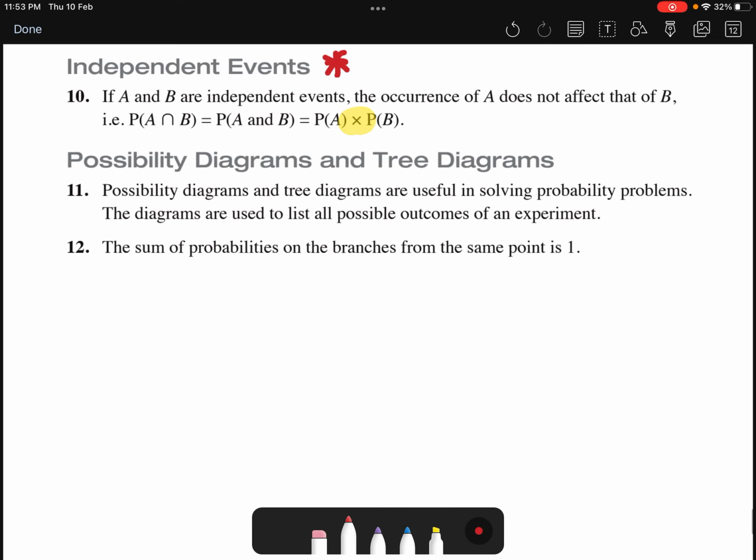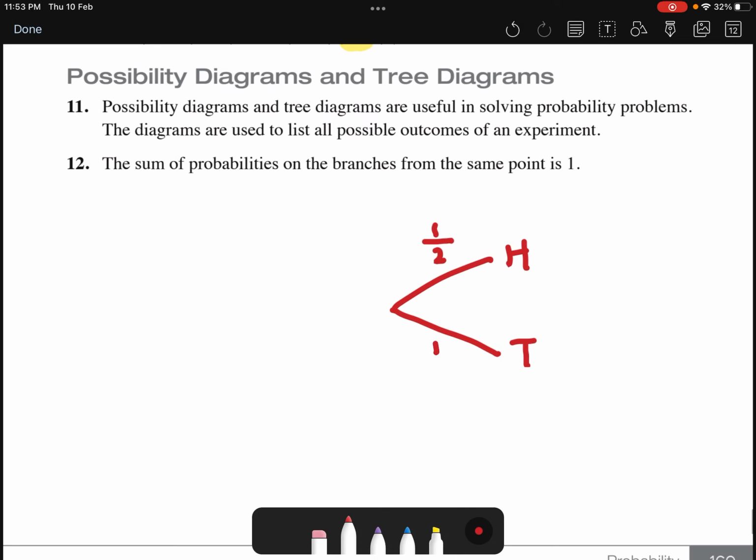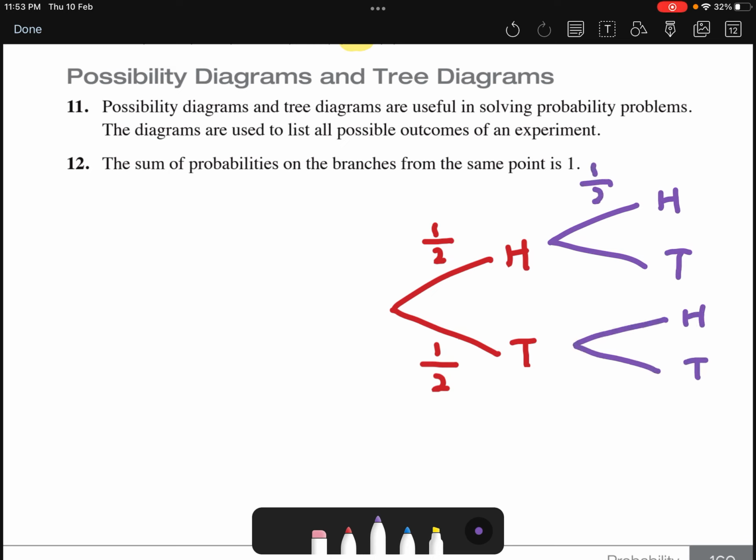A very common thing that you see, for example, if I draw a tree diagram, head and tail. Maybe I toss 2 times. The probability that I get head is half. The probability that I get tail is half also. The second toss is head and tail again. Head is half again, tail is half. Then after that, head is half, tail is half.